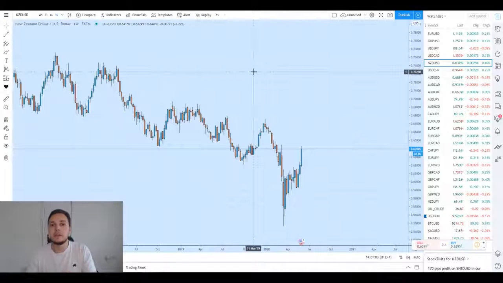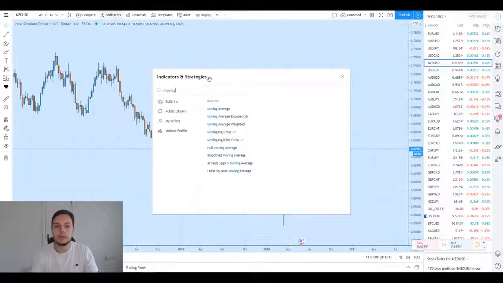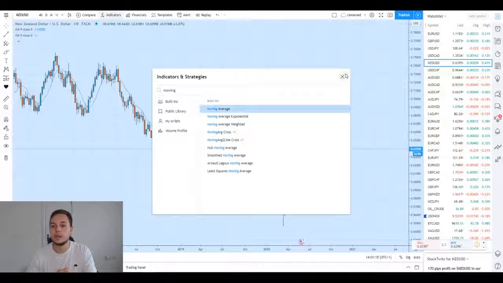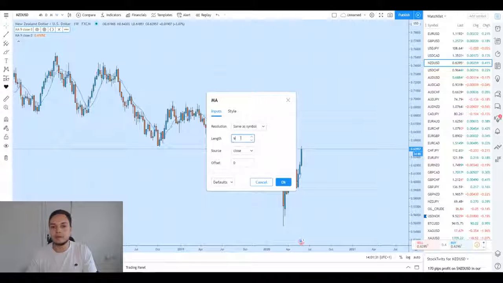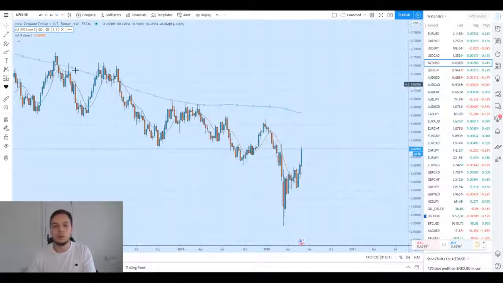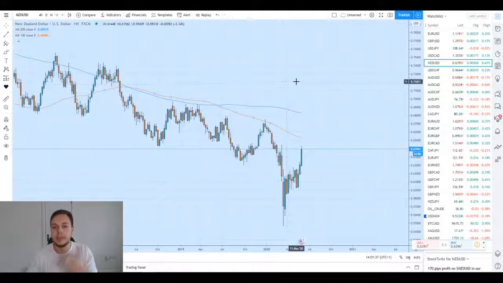Right, so the first thing we're gonna need is an indicator. Of course, we're gonna write over here moving average. It says moving average, but it's actually a simple moving average. So let's just click 2 times to get 2 of them. And what we're gonna need now is to click settings, and we're gonna use the length of 200 on one of them and 100 on the next.